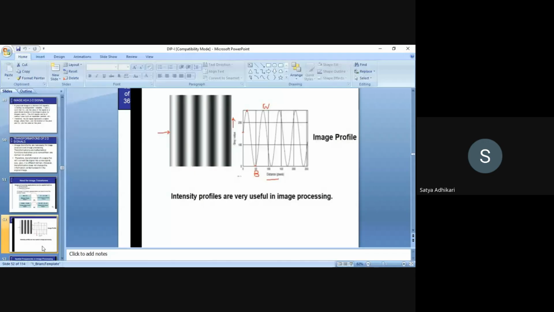Image profile. The image profile tells the image processing. It is a very important component, and it tells us the information about an image.